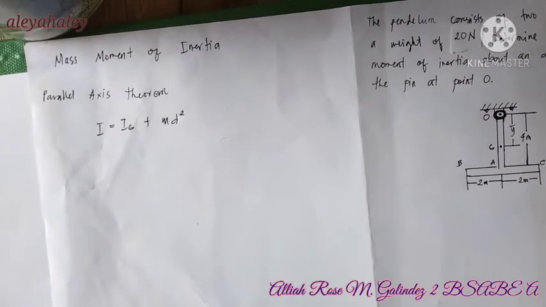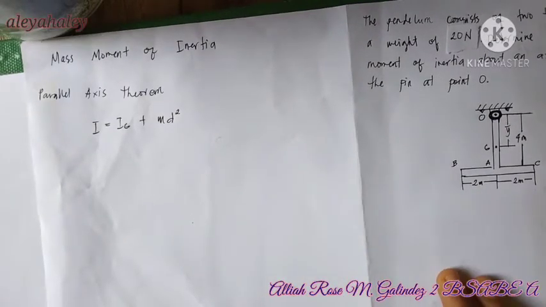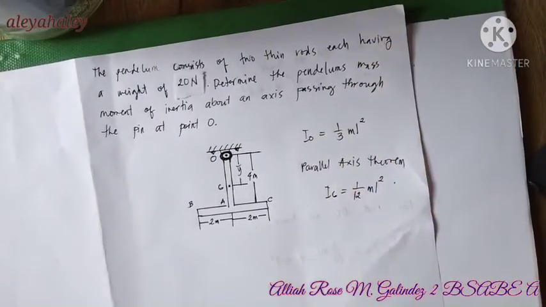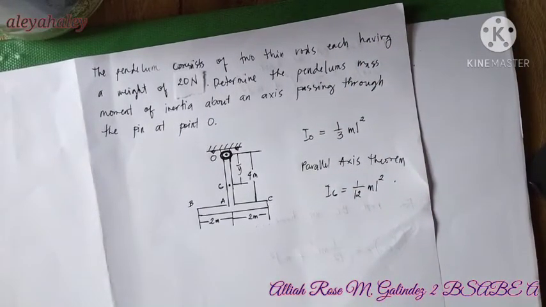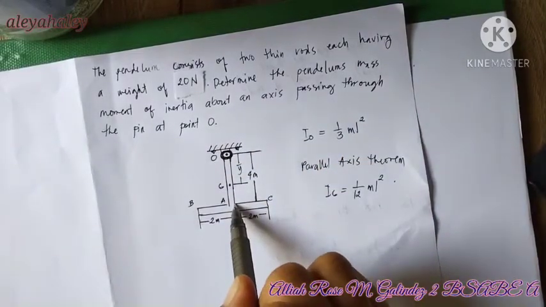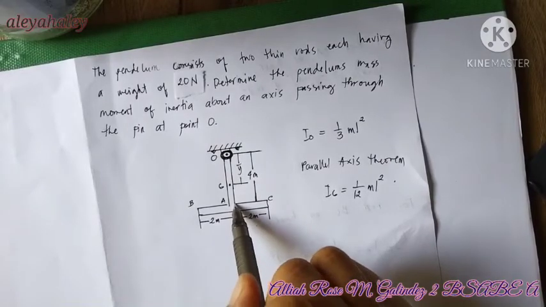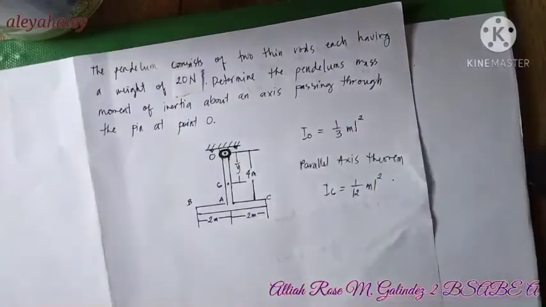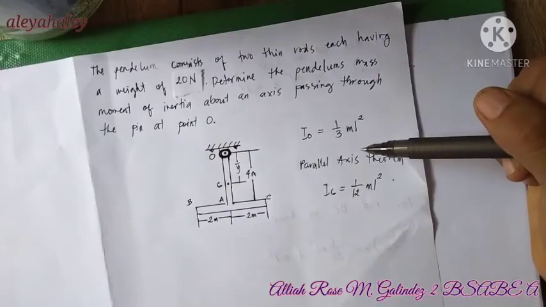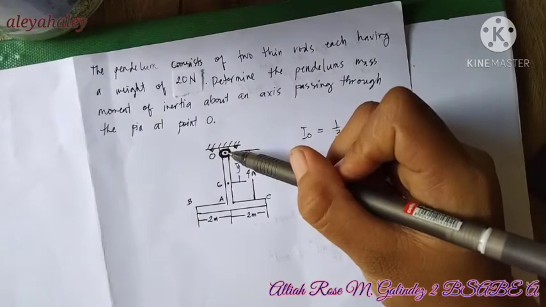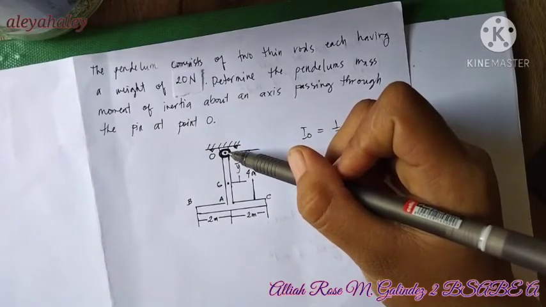So, next we're going to deal with the mass moment of inertia. We have this problem. The pendulum consists of two thin rods, each having a weight of 20 newtons. Determine the pendulum's mass moment of inertia about an axis passing through the pin at point O.